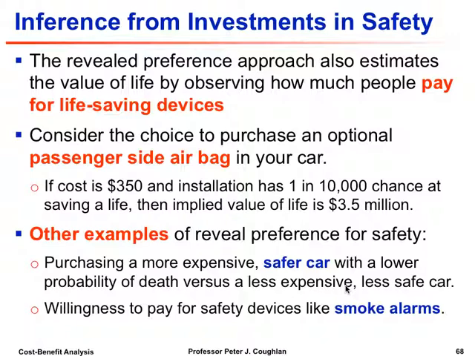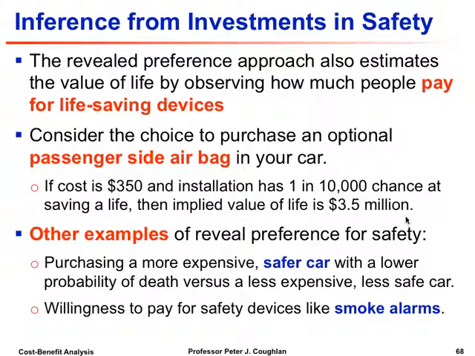The other revealed preference approach to valuing life is observing how much people pay for life-saving devices. For example, passenger side airbags, if those are optional, right? Or side airbags, smoke detectors, whatever it might be. For example, take the case of a passenger side airbag. If the cost is $350 and installing it has a 1 in 10,000 chance of saving a life, then the implied value of life is $3.5 million, right? So for $350, you have a 1 in 10,000 chance of saving a life. Then you are implicitly valuing life at $3.5 million. Your passenger's life, right? If it was your life, you might value it a little more.